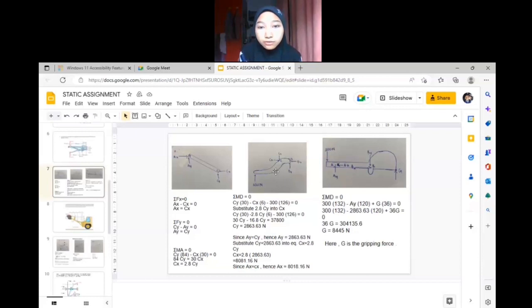Same step, we need to resolve all the forces at the joints that we have.